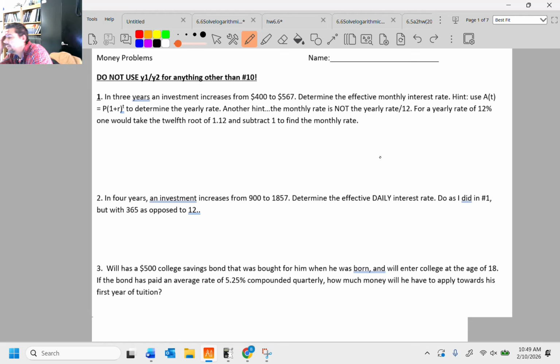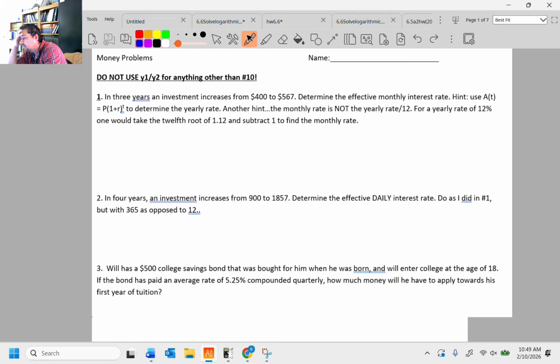All right, money problems. Let's see. Number one, in 3 years, investment increases from $400 to $567. Determine the effective monthly interest rate. Hint is given. Use this formula. Another hint, the monthly rate is not the yearly rate over 12. For a yearly rate of 12%, we'll take the 12th root of 1.12, and so on.